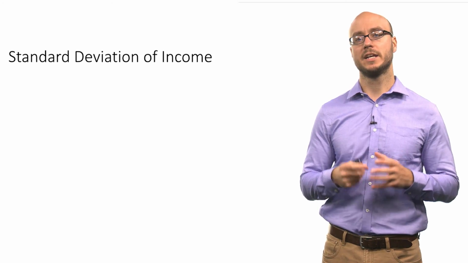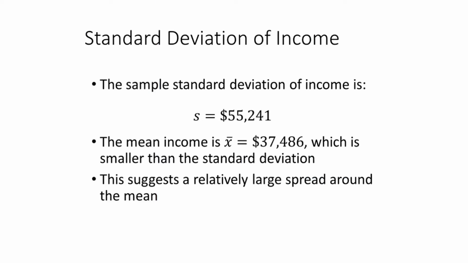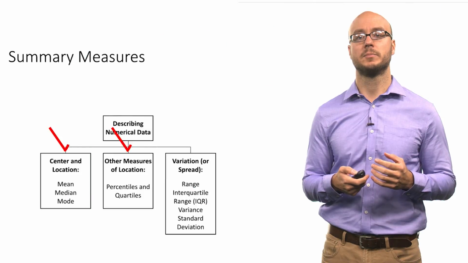There's not much variability. So let's look at our income data and try to understand what the standard deviation is telling us. The sample standard deviation is 55,000 US dollars. The mean income is around $37,000. That value for the sample mean is smaller than the value for the sample standard deviation. This suggests that there's a relatively large spread around the mean. To put it another way, based on these values, there's quite a bit of variability in terms of the income of Americans based on this sample data.